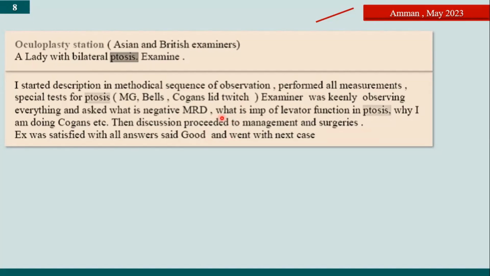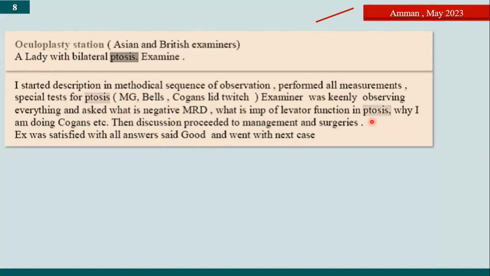What is the importance of levator function in ptosis? Whenever you have a question, please answer it. Importance of levator function to determine the severity of the ptosis and surgery. No, surgical intervention. Wait. You said the importance of levator function is to assess the severity of ptosis. No, the severity of ptosis is assessed by MRD1. So don't be confused between severity of ptosis and levator function. This is one point, and this is another point. So what is the importance of levator function?